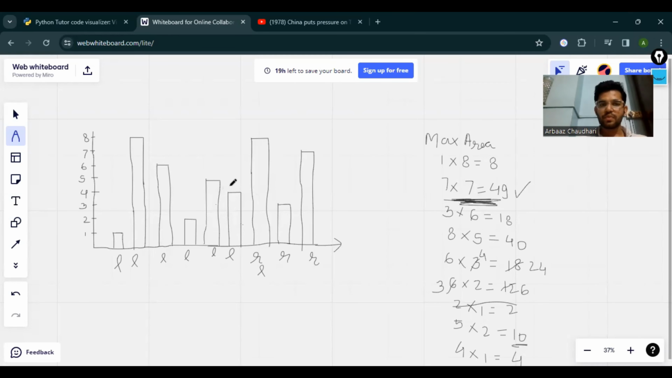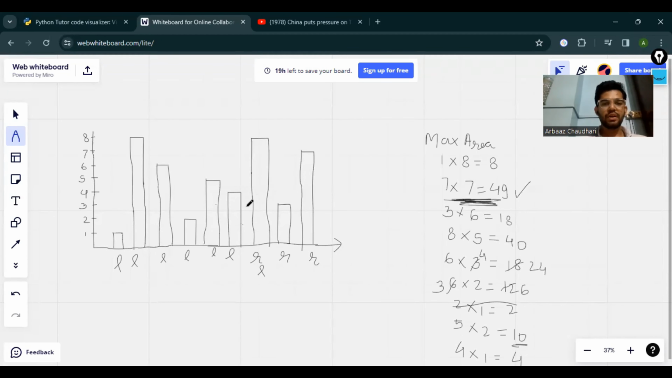Okay. So now we will be seeing which of these two has the smaller height. This length, this L, means left. This left bar has the smaller height, so we will shift our L over here. Our left pointer will be pointing over here now.